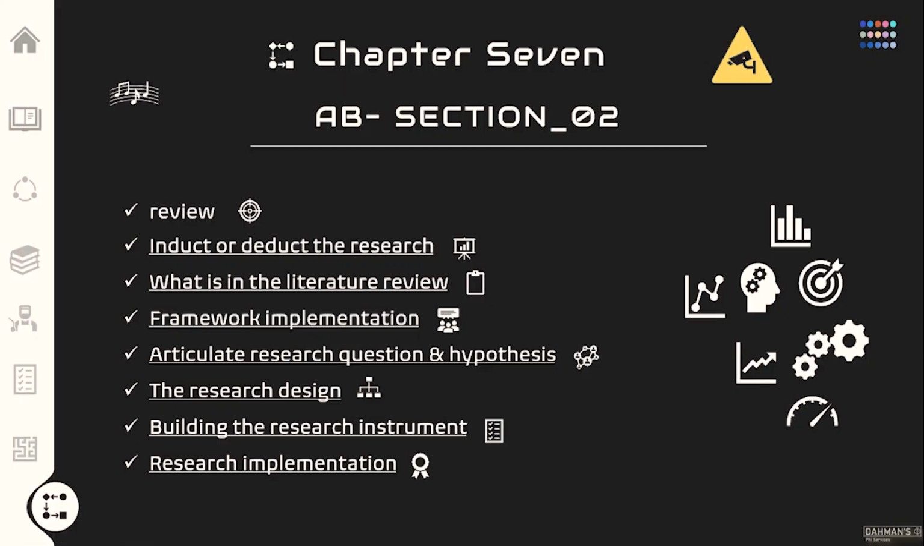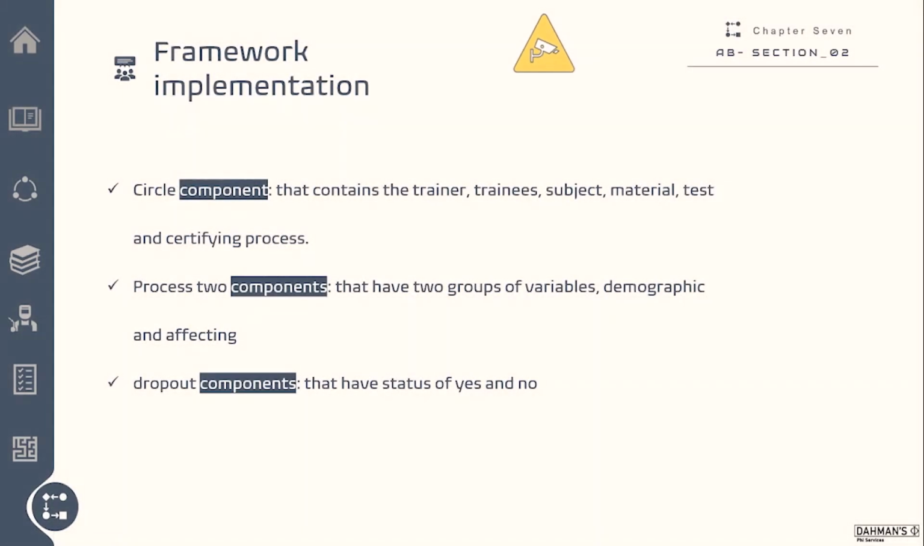Hi, welcome back. So we are in the next outline of Chapter 7 in Lab Section 2, and that is to discuss the framework implementation. Let's go ahead and revisit the graphical illustration of our graph before we discuss this word discussion.